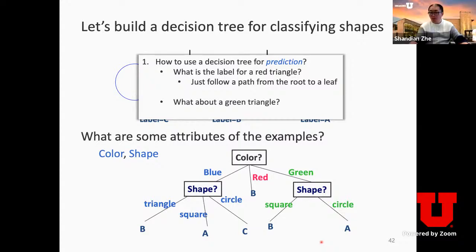Yes, exactly. We have a problem here because we cannot find a path from the root to a leaf node that provides a label. For the green triangle, first you go with green, you come here, and then you test the shape, and you don't have any branch that goes with triangle. So you stop here. That brings up the tree construction issue. We need to ensure the tree construction is complete, meaning that every possible test example can find a path from the root to some leaf node to make a prediction.